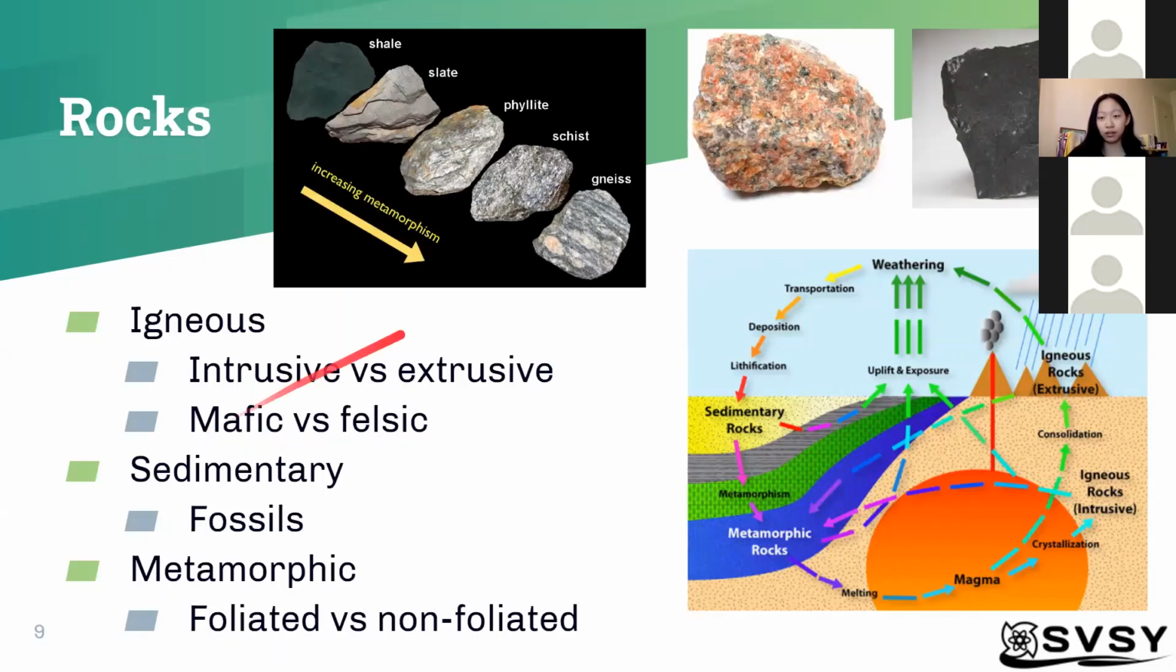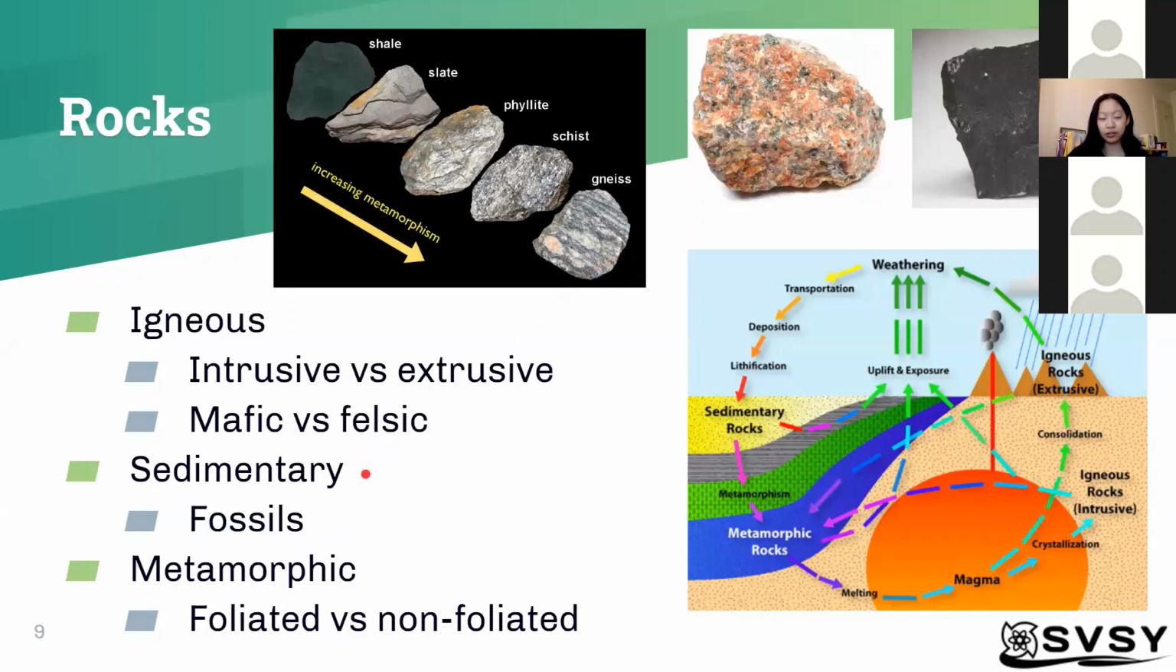And felsic is rich in feldspar, which is from this first part, and quartz, also known as silica, which is the second part. And feldspar is this pinkish mineral, and is usually commonly clear, or it can be other colors, but in general, both of them are light colored. So this granite is felsic because it is light colored.